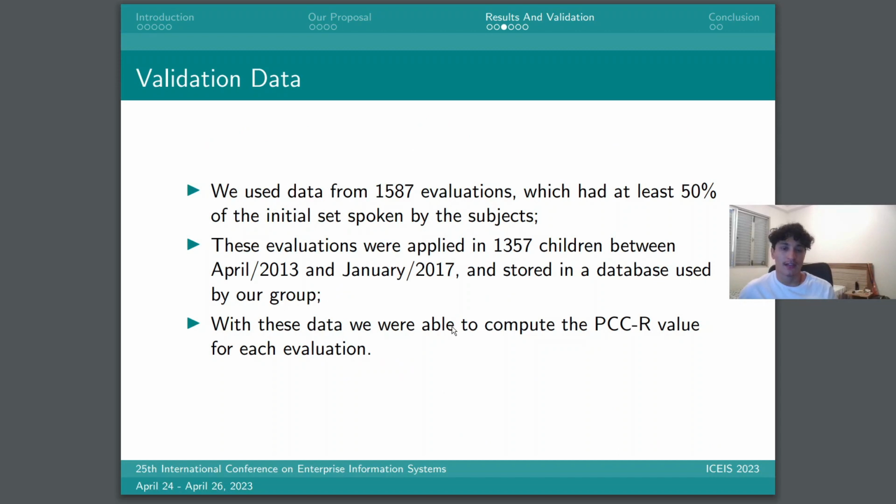We used data collected from more than 1,500 evaluations, which had at least 50% of the initial set spoken by the subjects. These evaluations were applied to more than 1,300 children between 2013 and 2017, and stored in a database used by our group. With this data, we were able to compute the PCCR value for each evaluation.